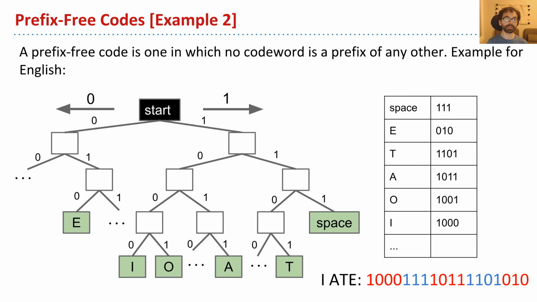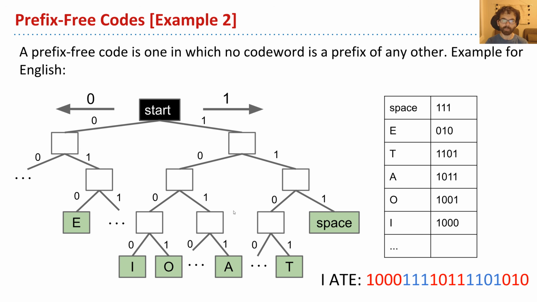Another example of a prefix-free code is just a different one. It doesn't have to look like this. It could be something like what we see here. Again, characters are always leaves because we don't want any character to be a prefix of any other. But here things are balanced out a little more nicely. Space, for example, is 111. The letter A is 1011, and so forth. So in this code, I ATE would be 1000 for the I, 111 for the space, 1011 for the A, and so forth, as we just saw.